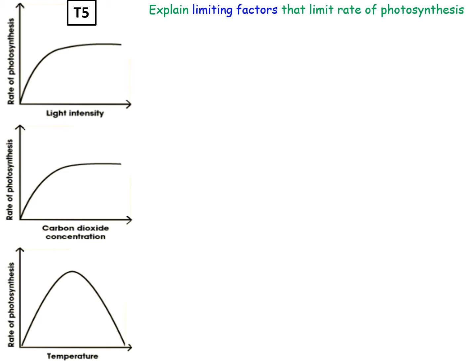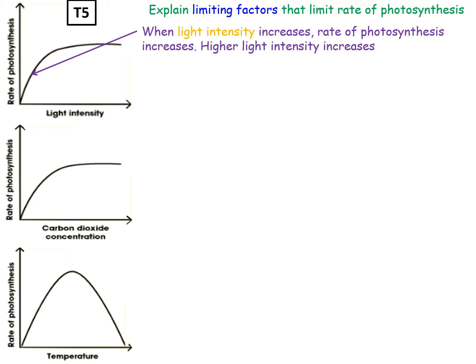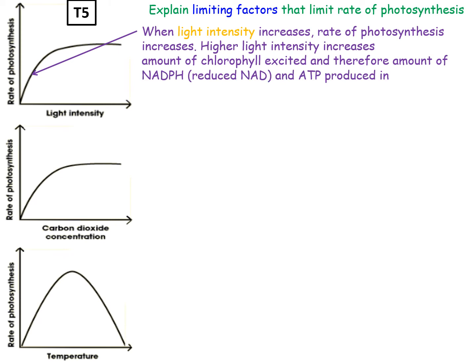Explain limiting factors that limit rate of photosynthesis. So as we mentioned, when light intensity increases, the rate of photosynthesis also increases. Higher light intensity increases the amount of chlorophyll that is excited in the light dependent stage of photosynthesis, and therefore the amount of reduced NADP and ATP produced in the light dependent reaction also increases.